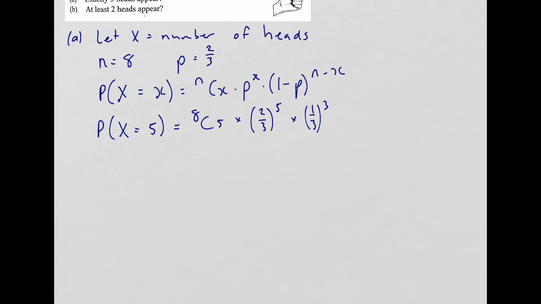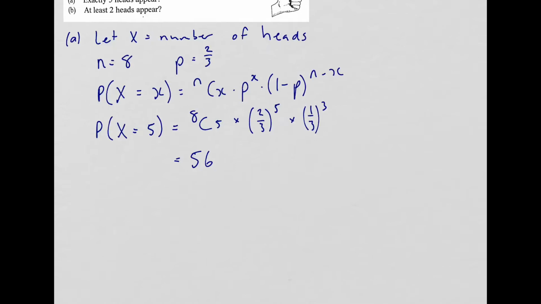Right, so 8 choose 5 gives us 56, which basically means that there are 56 different ways to get 5 heads from 8 flips. And then times 2/3 to the 5th. Sorry, let me fix that up. 2/3 to the 5 times 1/3 to the 3rd gives us 0.2731, which is about a 27% chance.